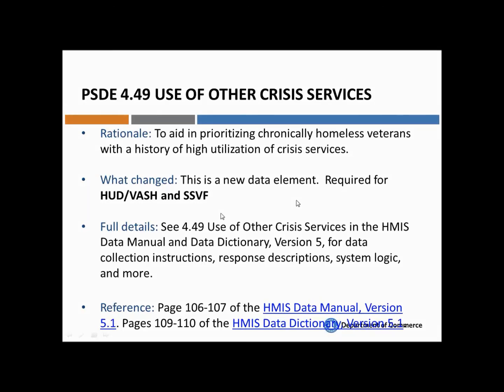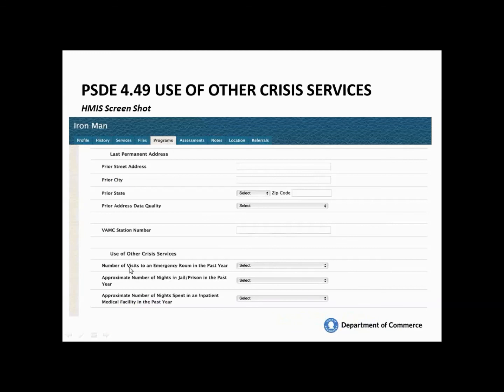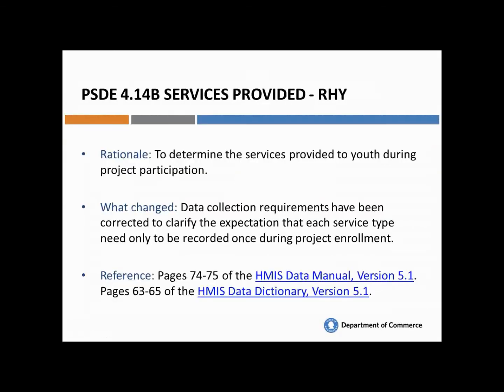Okay, use of other crisis services. This is a new data element required for HUD-VASH and SSVF. So, a new data element starting October 1st. Get this information from your people, and it is 4.49. You can find the exact questions in the data dictionary or the data manual, and some SPDAT-type questions that are now going to be collected for those types of projects.